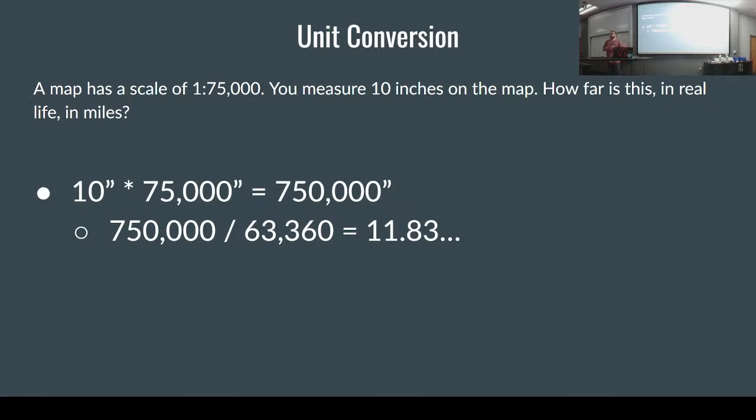So let's say that you have a map laid out in front of you, and its scale is 1 to 75,000, right? So you measure 10 inches on that map. How far is this in real life in miles? So this is doing a couple of different things. First, we're converting the inches that we got into real world inches. So we have 10 inches, and the RF is 75,000. So essentially we just multiply 10 by 75,000 and we get 750,000.